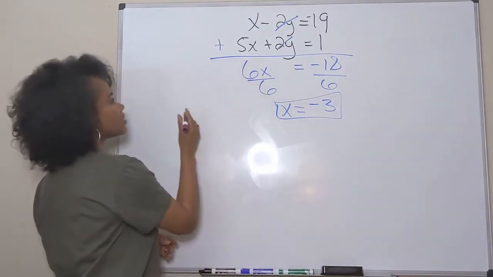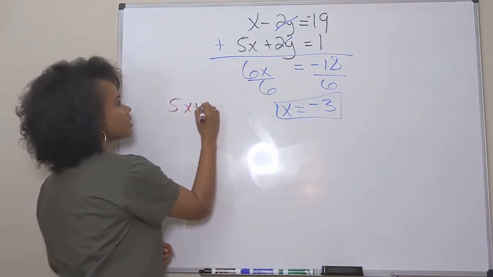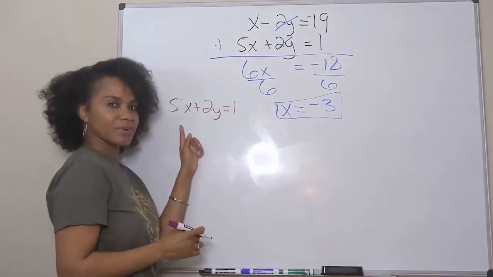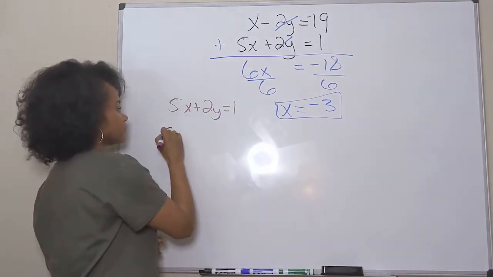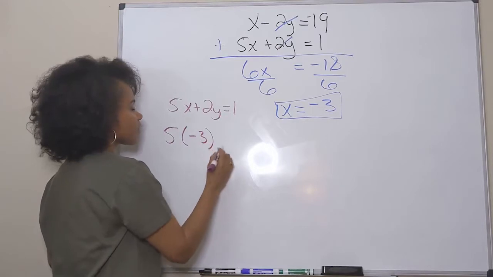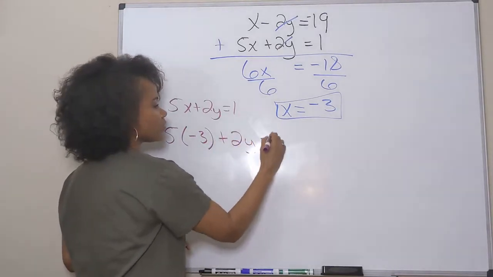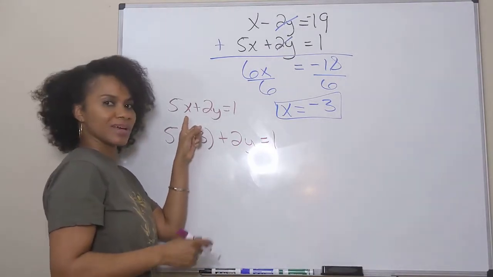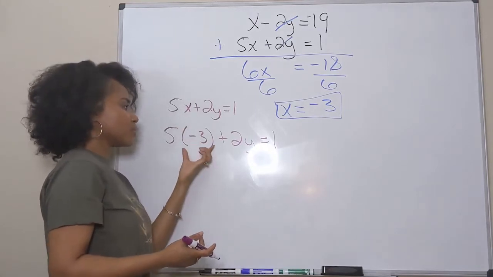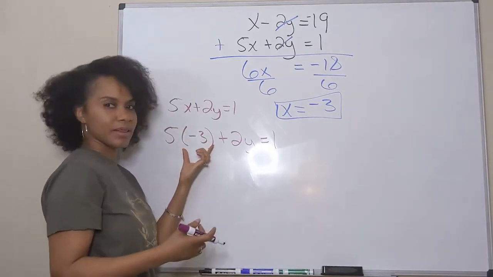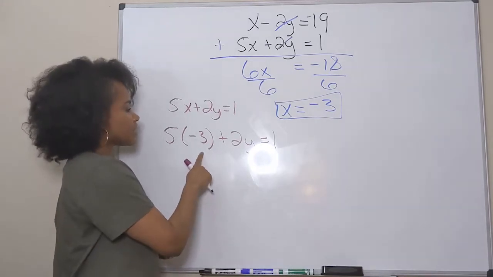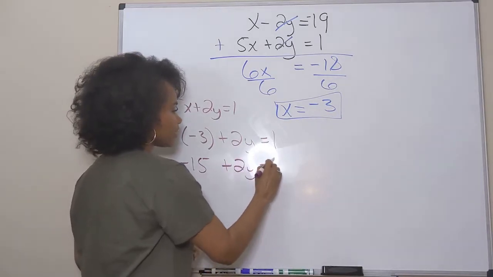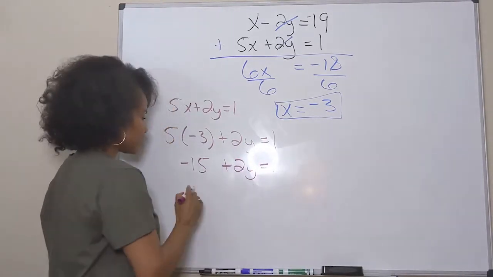So rewriting this, 5x plus 2y equals 1. X is negative 3, so I'm going to plug in negative 3 for x to solve for y. That's 5 times negative 3 plus 2y equals 1. Remember, if you have your coefficient next to your variable, that is multiplication. So when you plug it in, we write parentheses because we want to multiply them. So that is 5 times negative 3, negative 15 plus 2y.